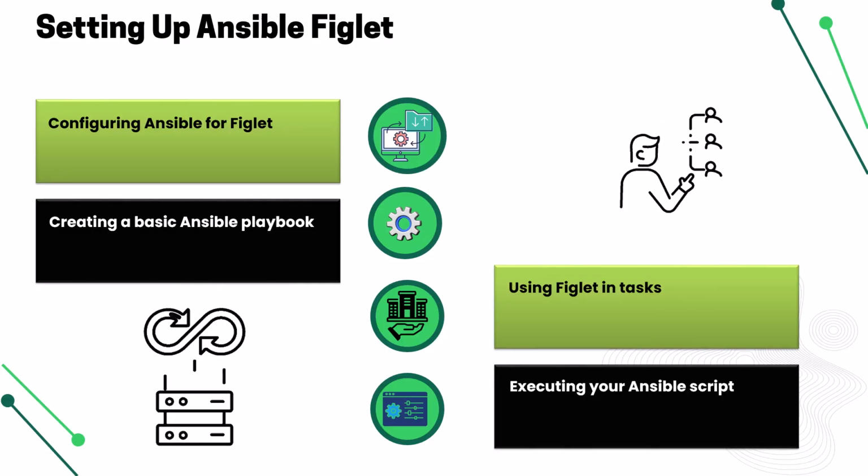Setup is straightforward. Create a playbook, define tasks, and include Figlet. Simple. Running the script is the satisfying part. Watching automation do its thing while Figlet adds flair to your output. It's like watching code come alive with personality.